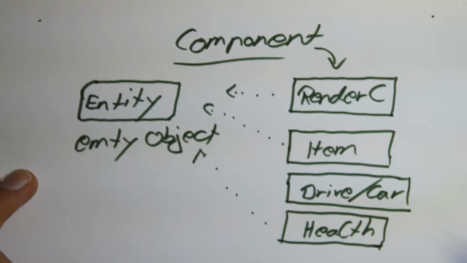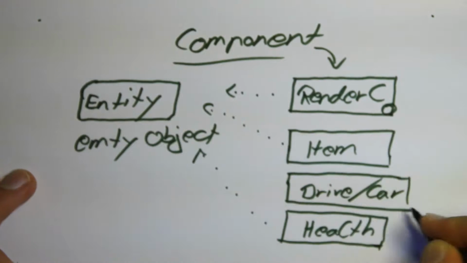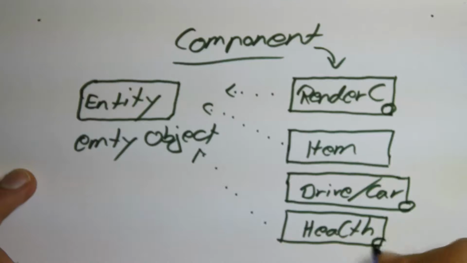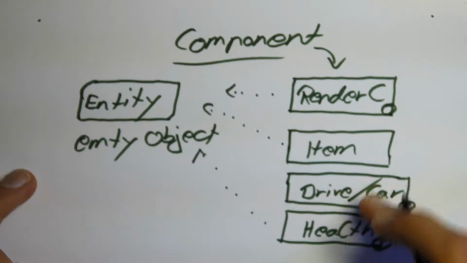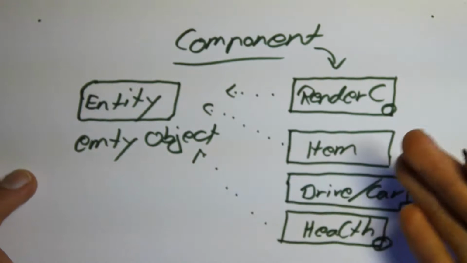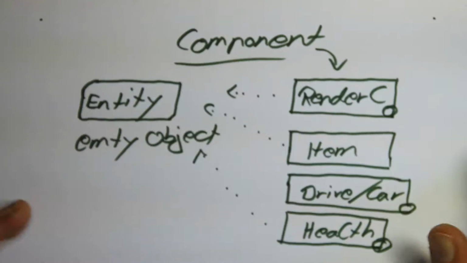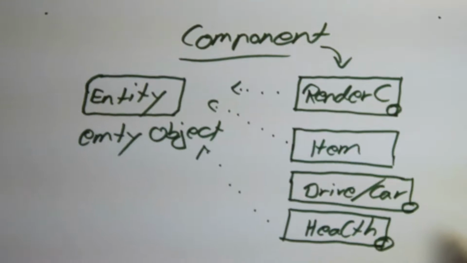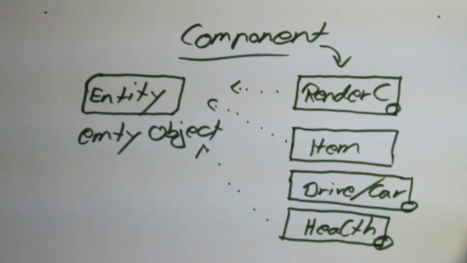Now we want to make a car. We will render the car, we will make a drivable car, and we will give it health to destroy it. Whoops, we got a car. And we just recycled a lot of the stuff we actually used for our basic item before. So what I want to say here is a component-based system is different to an OOP system.